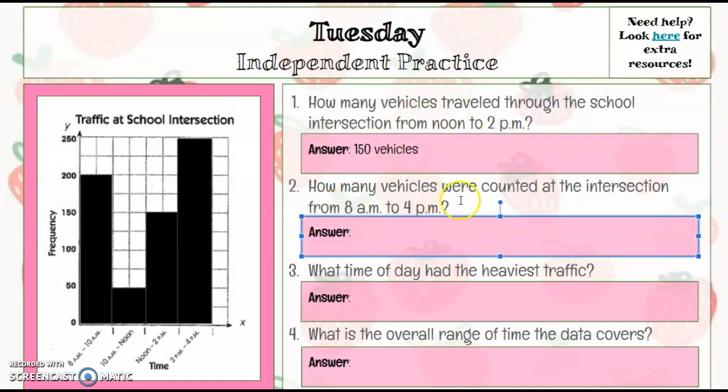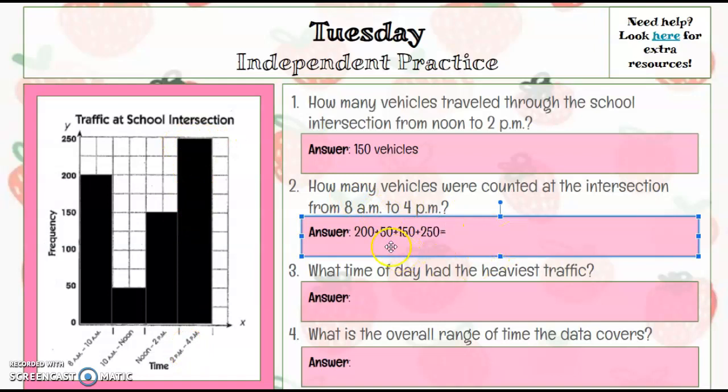The next question is how many vehicles were counted at the intersection from 8 a.m. to 4 p.m.? Well, that means from 8 a.m. all the way at the beginning, all the way until 4 p.m. So I'm going to need to add all of the rows in order to find my answer. From 8 to 10, I had 200. From 10 to noon, I had 50. From noon to 2 p.m., we already know I had 150 from the problem before. And from 2 to 4 p.m., I had 250.